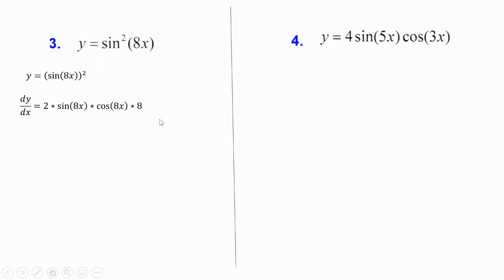Would I expect you to simplify this some more? Yes. So what does this look like? Just multiply the 8 times the 2. So 16 sine of 8x times cosine of 8x. There's a little more simplification that you could do with this if you use some of those trig identities, but in the interest of time, I'm just going to leave things as they are.